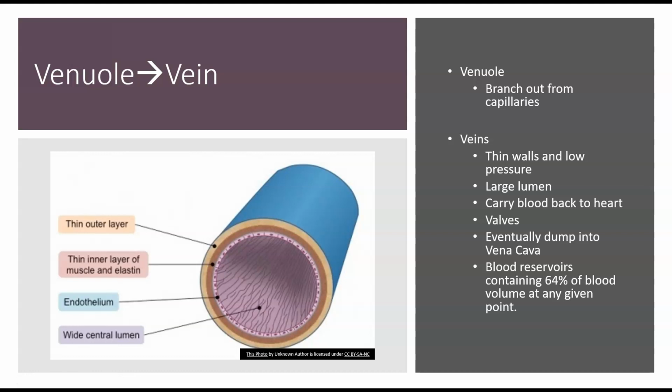Their job is to carry blood back to the heart and eventually dump that blood into the vena cava, where it will then enter into the heart. And because veins have to fight off gravity, they are going to have valves in them, which will keep the blood moving up towards the heart in order for blood not to just settle down in our feet. An important part of a vein is that it is an important blood reservoir in our body. So 64% of our blood volume at any given moment is going to be contained within our veins. So that's kind of the anatomy of arteries, veins, and capillaries.